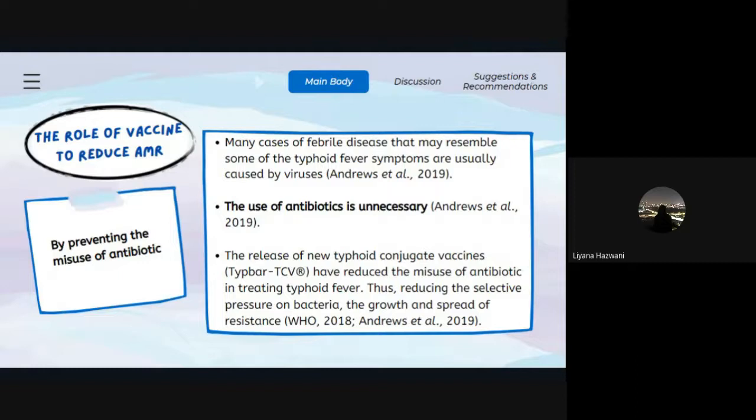The next role is by preventing the misuse of antibiotics. Many cases of febrile disease that may resemble some of the typhoid fever symptoms are usually caused by viruses, which means that the use of antibiotics is unnecessary. However, the release of new typhoid conjugate vaccines, type 4 TCV, has reduced the misuse of antibiotics in treating typhoid fever, thus reducing the selective pressure on bacteria, the growth and spread of AMR.